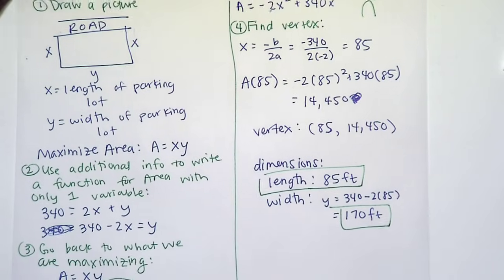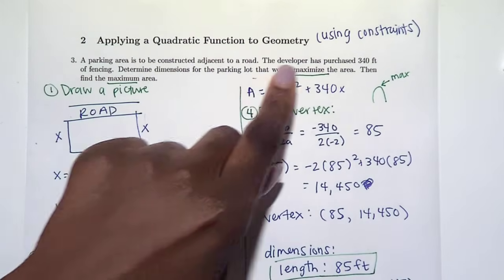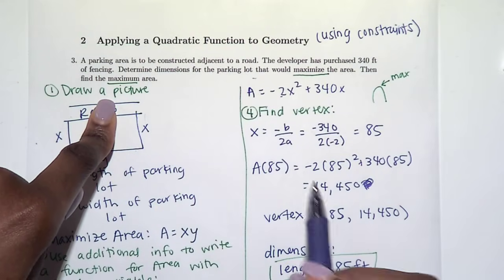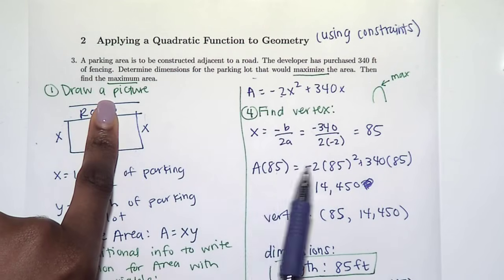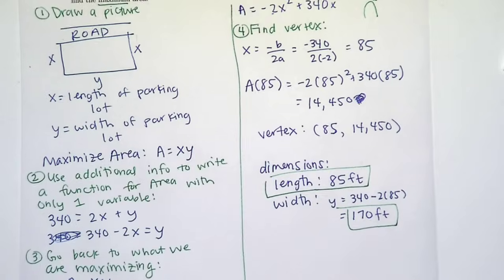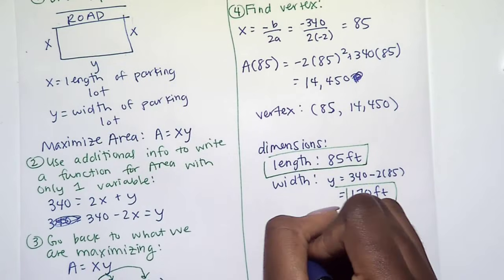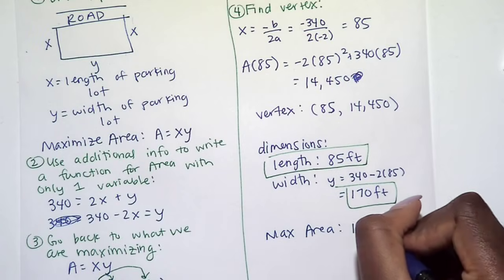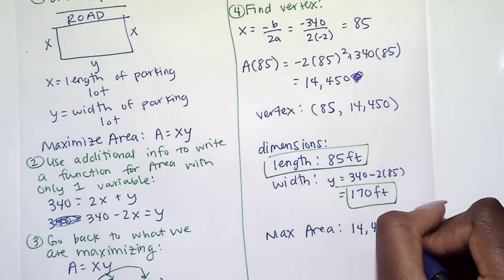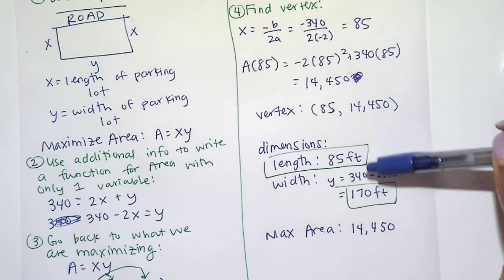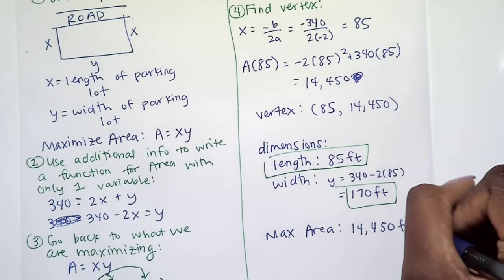The last part of the question is find the maximum area. Well, we found that by plugging the maximum x value into our area function. It's that 14,000 number. And so remember, area is length times width, so we're going to have to square these dimensions. Feet squared.